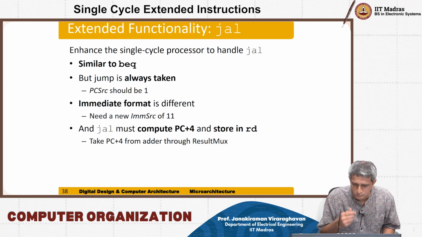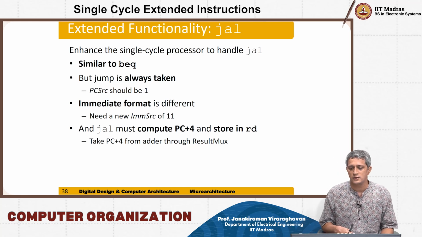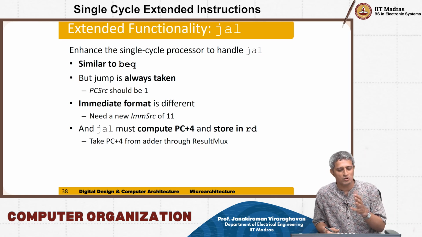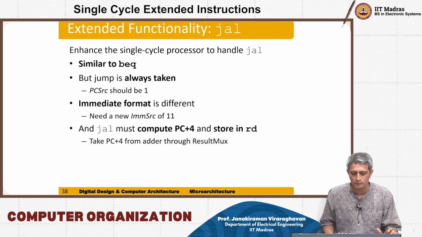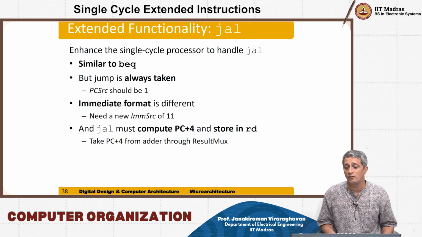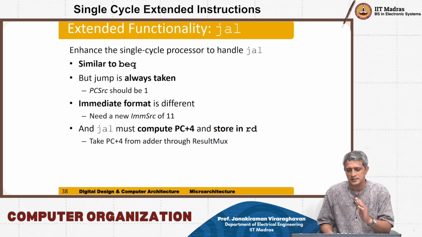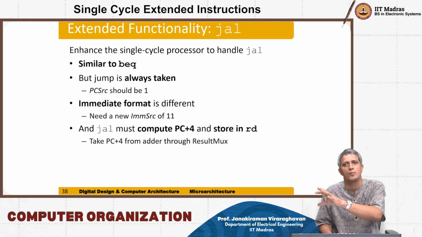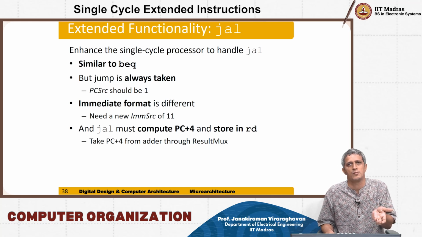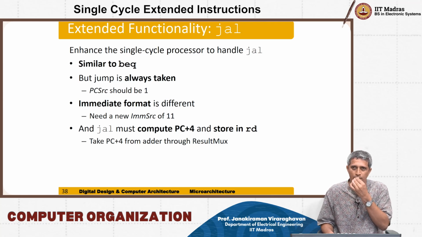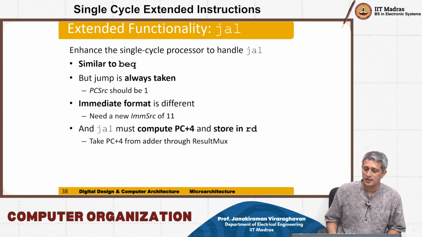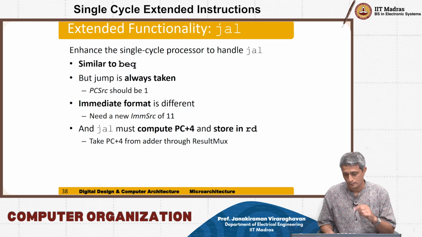Now we can also extend this functionality to handle jump and link, JAL. What is this? This is very similar to the branch on equal, but the jump is always taken. So in some sense this is like the branch on equal x4, x4, label, where you are always branching because you are giving the same arguments. But now we are saying jump and link, which is just an unconditional branch. Which means the PC source should obviously be 1.